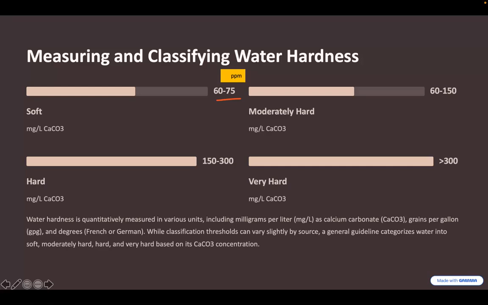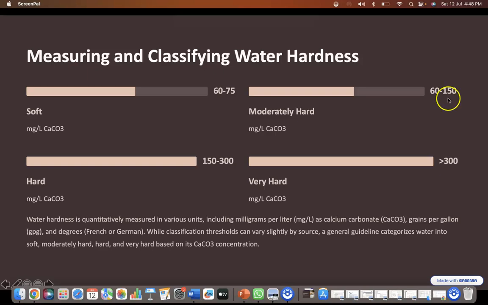So if the hardness is around 60 to 150 ppm, then we term this moderate hardness. If it is higher than that, 150 to 300 ppm, which we find in our underground waters like tube wells or bore wells, we say that is hard water. This hard water is also not useful for our domestic applications. We cannot use this hard water for washing or even cooking or boiling.